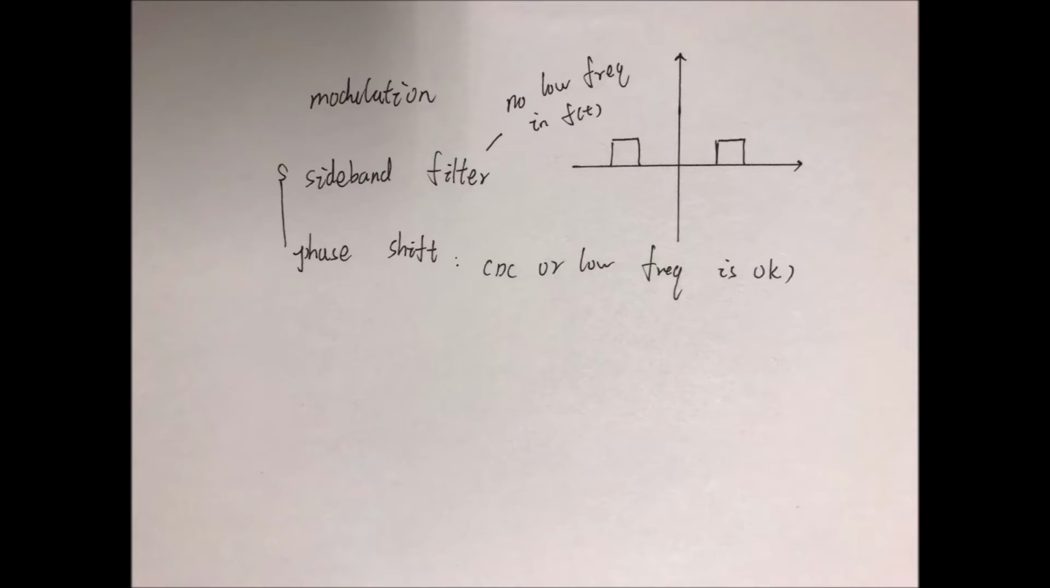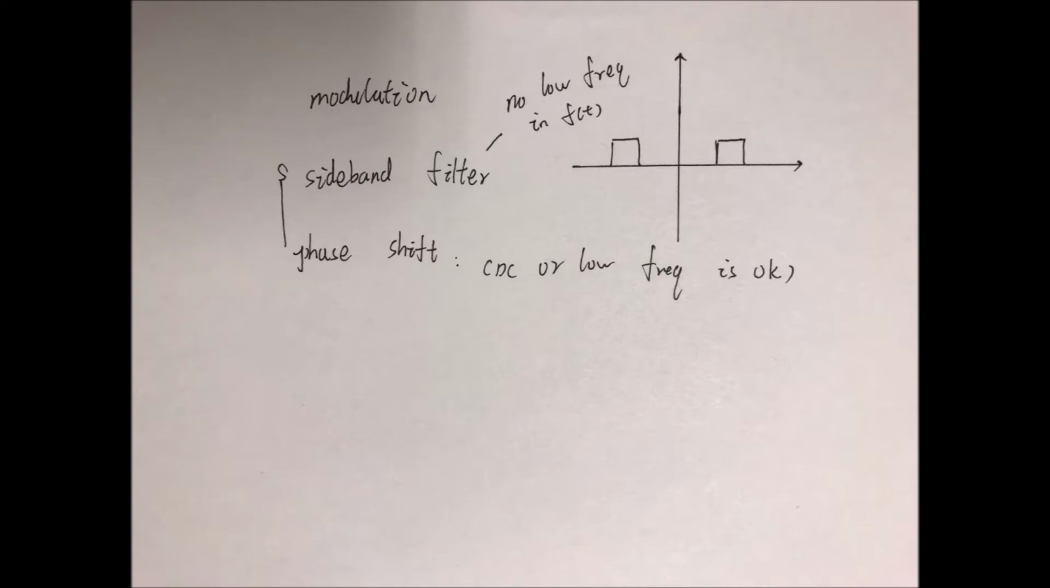If we use single sideband, we need our signals like this, right? Between your upper and lower sideband, there are some guard intervals. So we want no low frequency components in your message, in X, in the FT. If there are no low frequency components in my original signal, we can use a filter and remove one side.